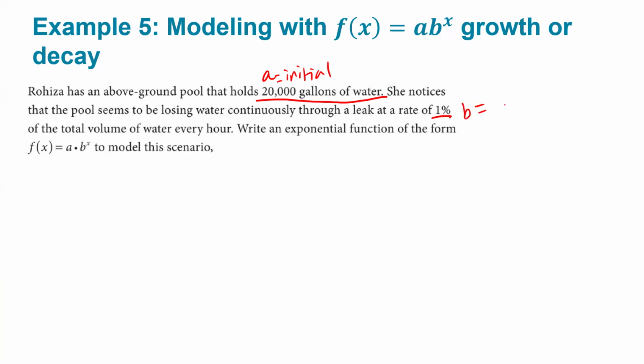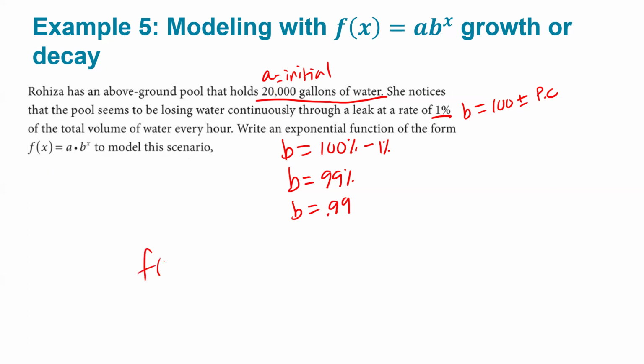Our B equals 100, either plus or minus our percent change. So in this case, because it's a leak, our B is going to equal 100% minus 1%, which means B equals 99%. So our B value is going to be 0.99. Okay. So we have our A, we have our B. So can we write our function model? And the answer is yes. So we have f of x equals our initial, which is 20,000, times our B, which is 0.99 to the x. And that would be our function.